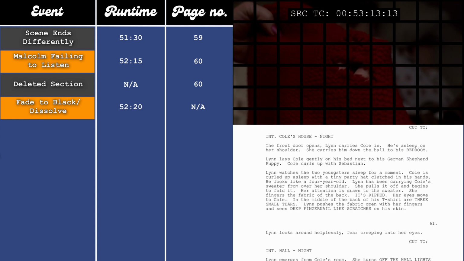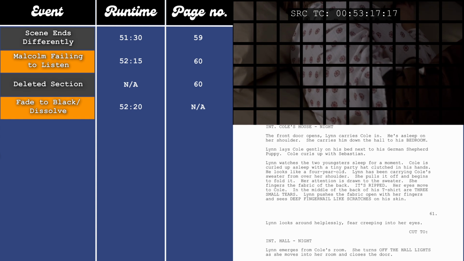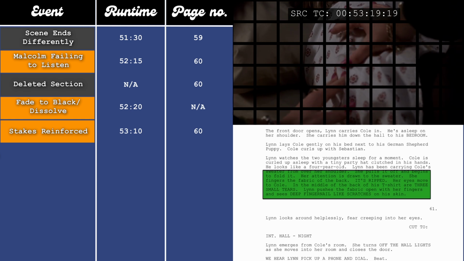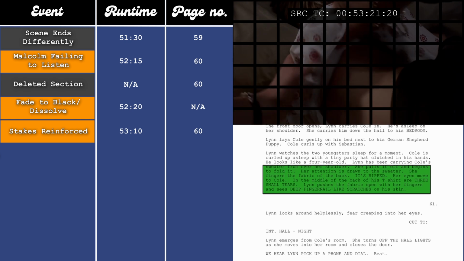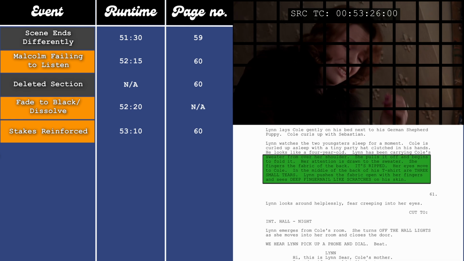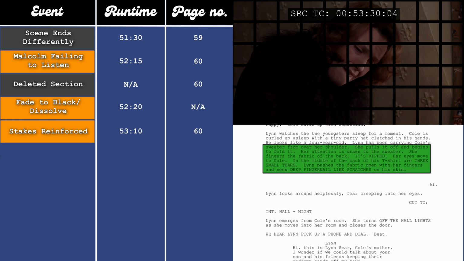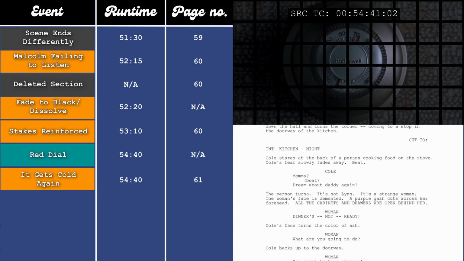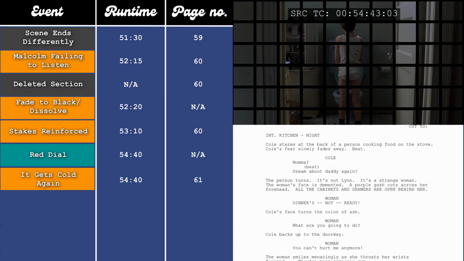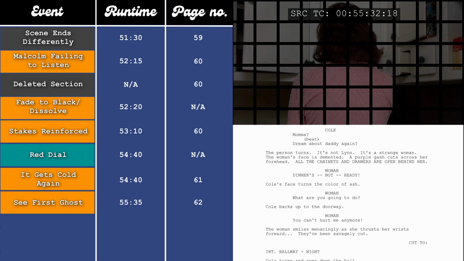At the 53-minute and 10-second mark, which is page 60 in the script, these stakes are reinforced, as Lynn notices the ripped clothes and the scars on Cole's back, which reminds us that these ghosts can be physically violent towards him, and if he doesn't get help and get under control, it could turn fatal, which comes at the perfect moment, as at the 55-minute and 35-second mark, which is page 62 in the script, we see our first ghost.